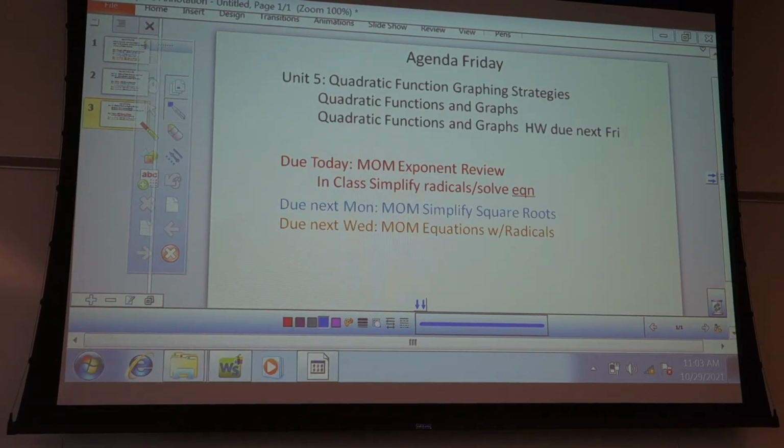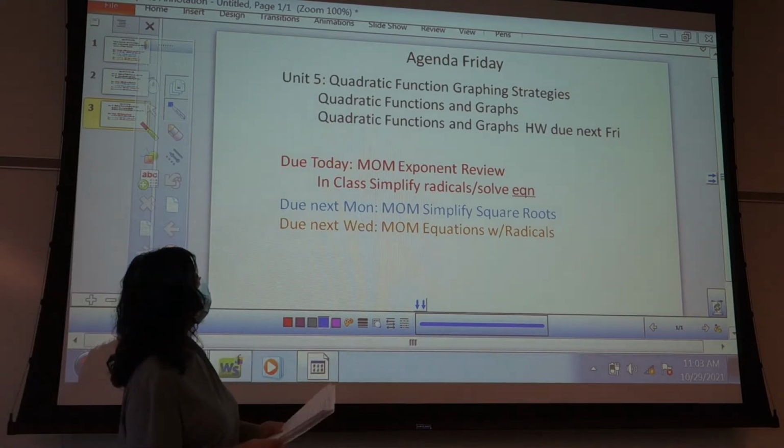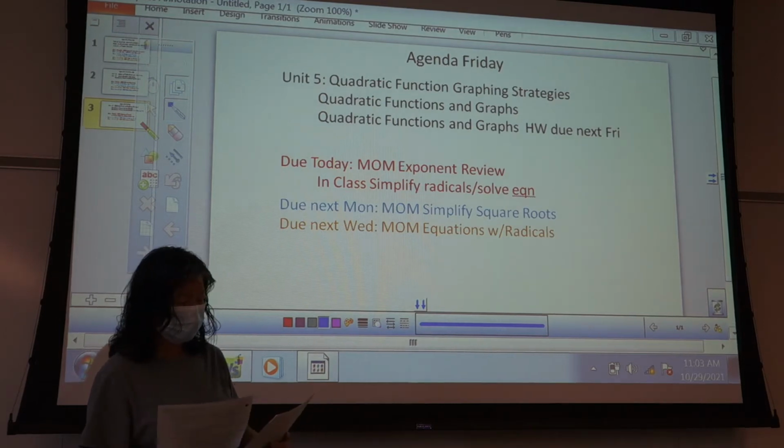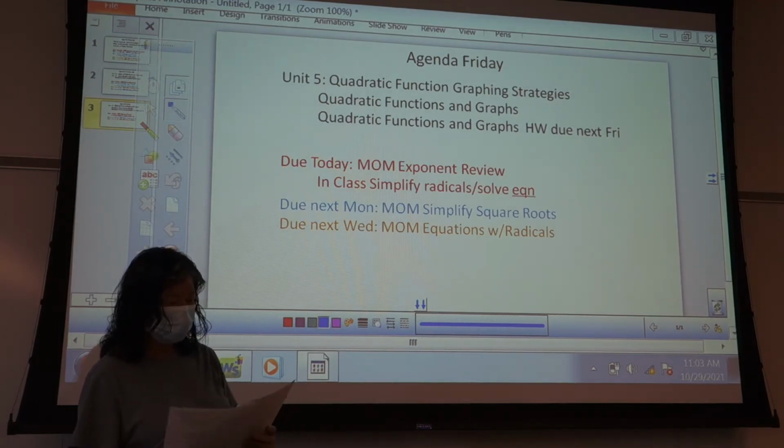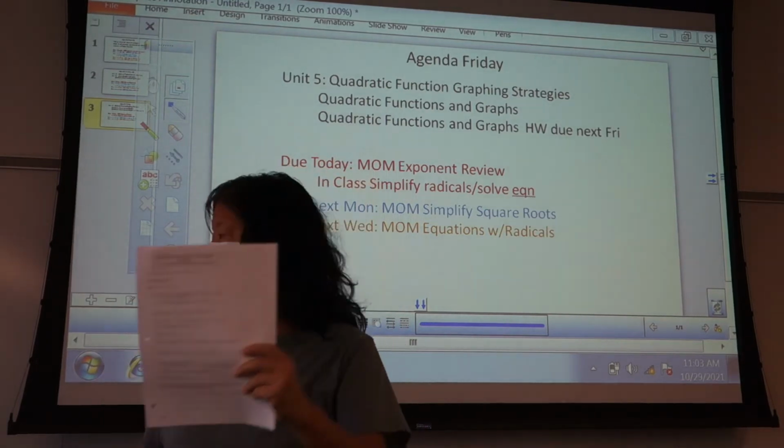Great. So yes, we're going to continue on graphing functions and graphing quadratic functions. It is the handout that looks like this. I'll pull it up.